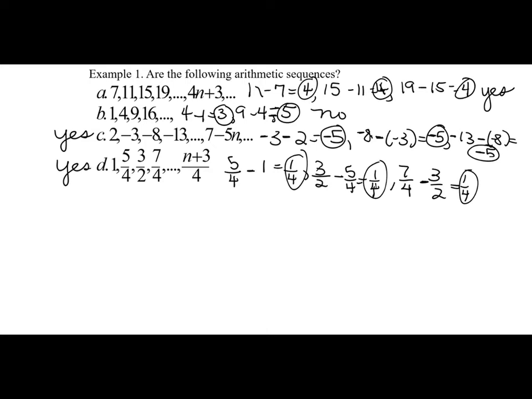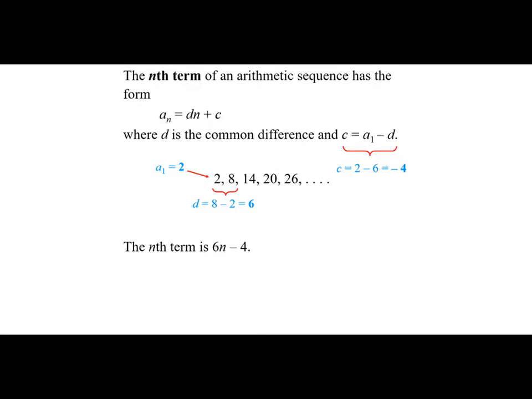And if you notice, for the ones that had the same difference, we can see exactly where that common difference is going to go. It's always going to go in front of the n. The nth term of an arithmetic sequence has the form a sub n is equal to dn plus c, where d is our common difference, and in order for us to find c, we're going to take our first term and subtract the common difference.